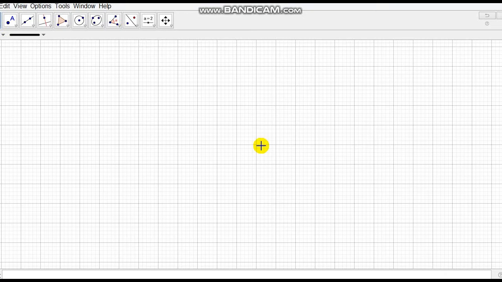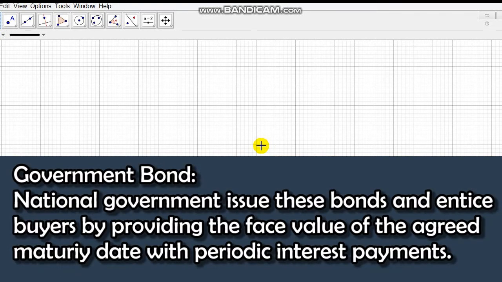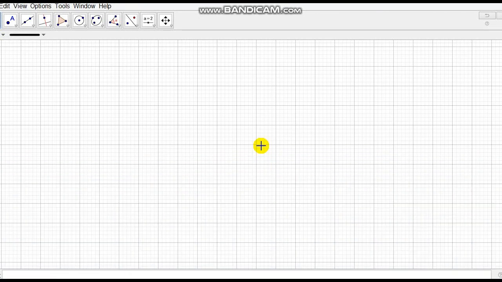We have the government bonds, corporate bonds, municipal bonds, and mortgage bonds. Now, for the government bonds, the national government issues these bonds and entices buyers by providing the face value at the agreed maturity date with periodic interest payments. This characteristic is attractive for conservative investors. So you can think of the bond as an investment as well, similar to stocks.